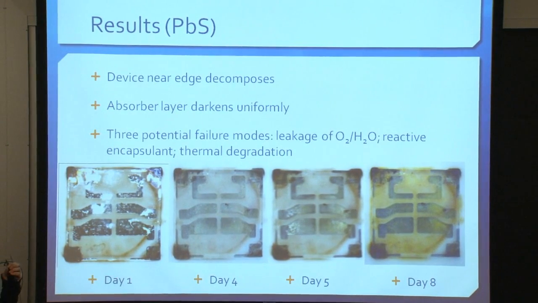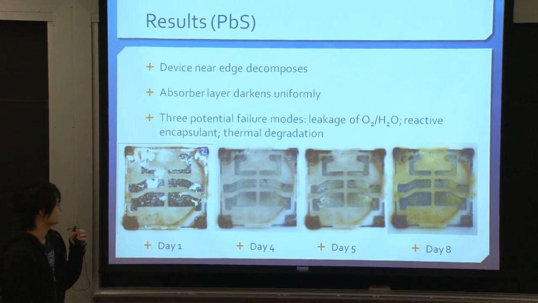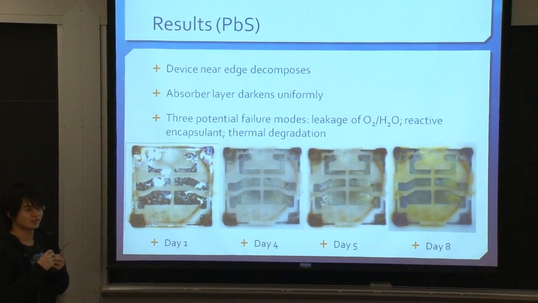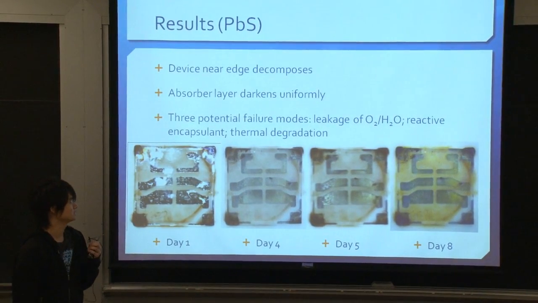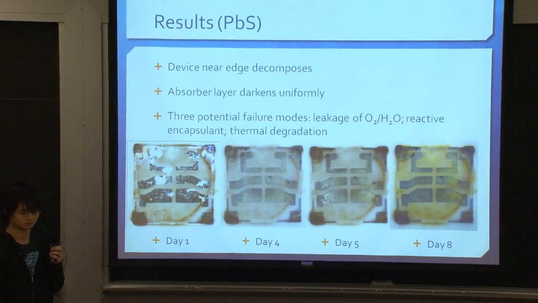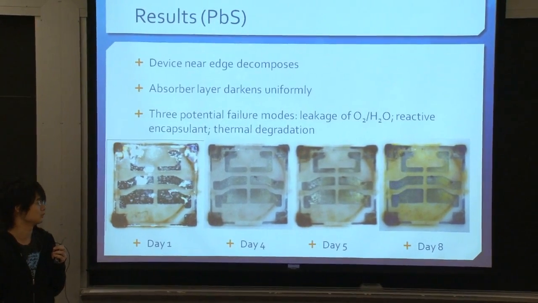We also noticed that at the four corners, there are contacts there, and these contacts have been tarnished significantly. So we think that the color changes on both devices may be due to, one, the leakage of the encapsulant, two, the reaction with the encapsulant, and lastly, due to thermal degradation.